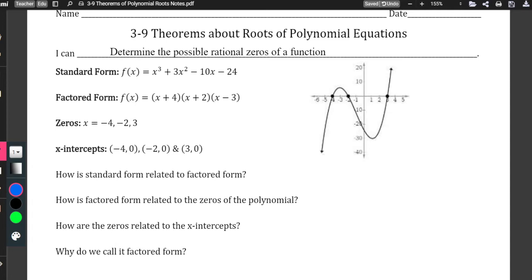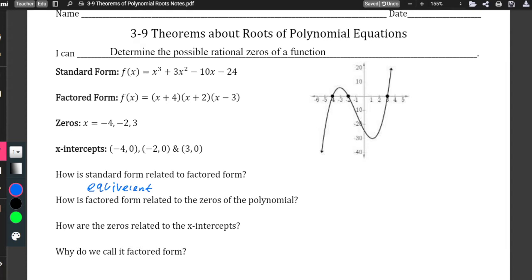So I want to ask, how is our standard form related to our factored form? Anybody? Any relation? Well, they're equivalent. They're the same thing. They're just written in two different forms, so they're equivalent. One just shows the factors. I'll give you a hint for a lot of these. They're basically the same thing. So I'm really not going to write much out for these.